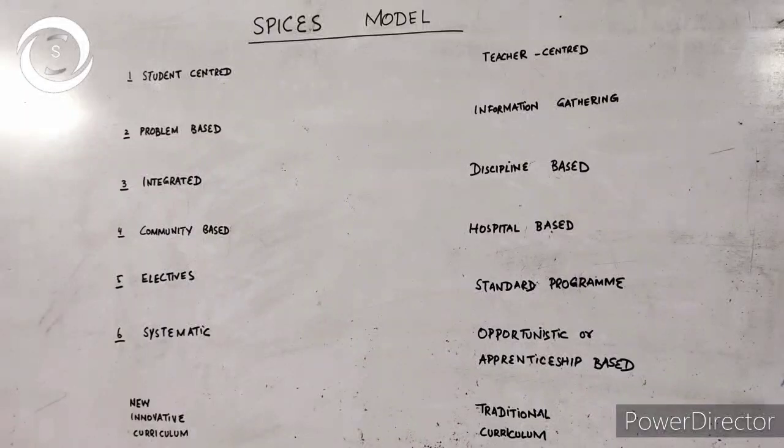Now look at the SPICES 6 strategies. The extreme left represents the new innovative curriculum, and the extreme right the more traditional strategies. Now it's not an all or none model. You can tilt towards the left in a few strategies and tilt towards the right in a few according to your college curriculum requirements. Now let's discuss in detail the SPICES model.